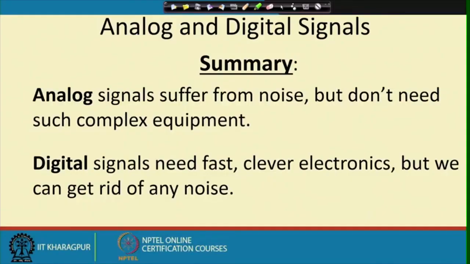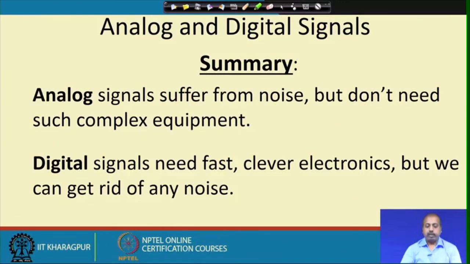So, analog signals suffer from noise, but do not need such complex equipment. On the other hand, the digital signals need fast, clever electronics, but we can get rid of any such noise. So, this summarizes the analog and digital signals.